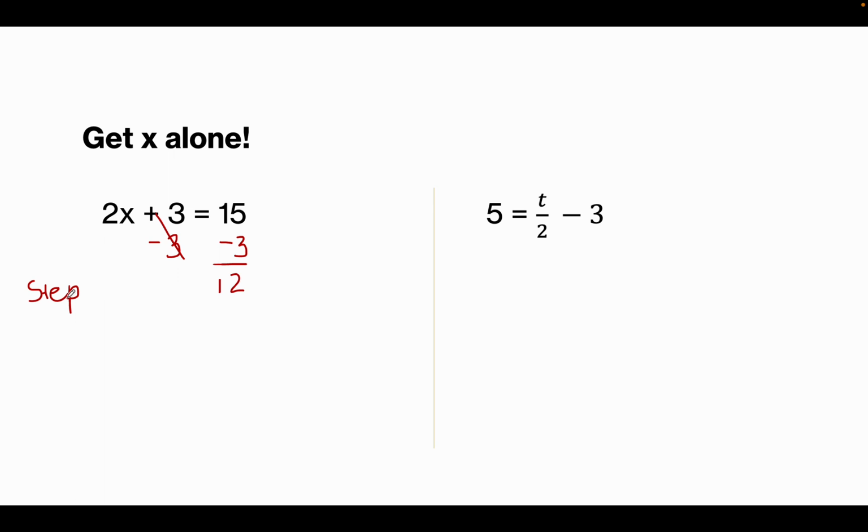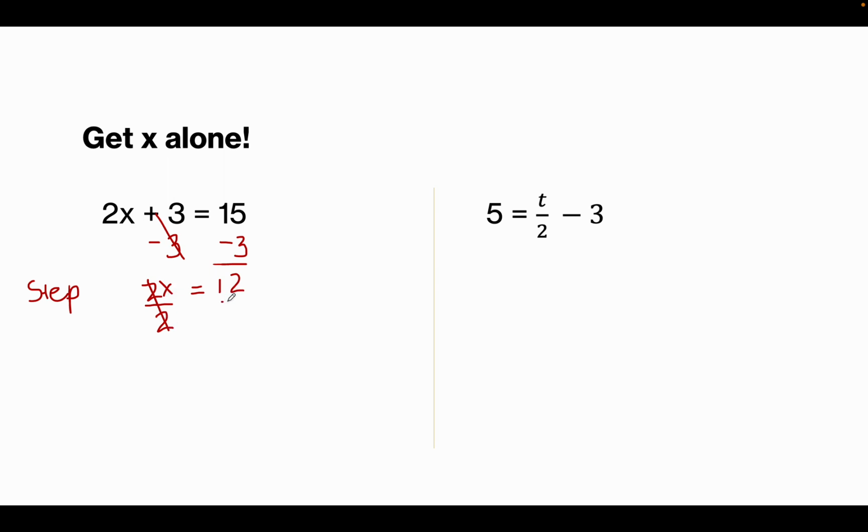Now, these are two-step equations. Because I am now still left with 2x equals 12, my x is not by itself. My x wants to be alone. So we need to get rid of that 2. Let's go ahead and divide 2x by 2 to get rid of it. That'll leave the x alone.